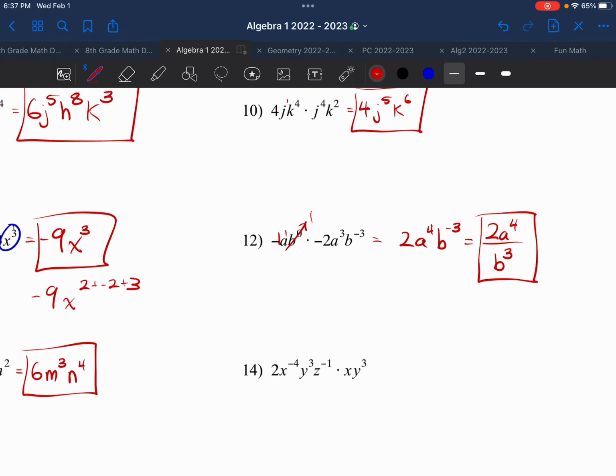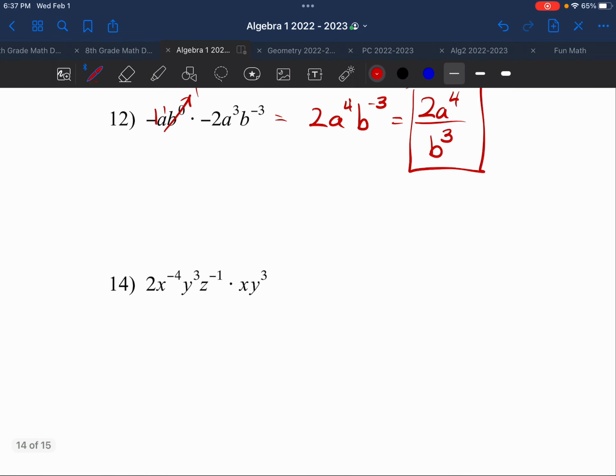Last problem, number 14, and it is the hardest problem on this entire homework. Let's make sure that we do this correct. I'm looking at coefficients. If there's a negative right here, I would have multiplied that, but there's no other coefficient. It's just a 2, which I will copy down over here. So this is going to be 2.